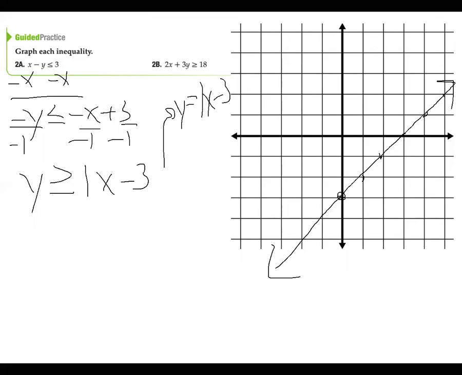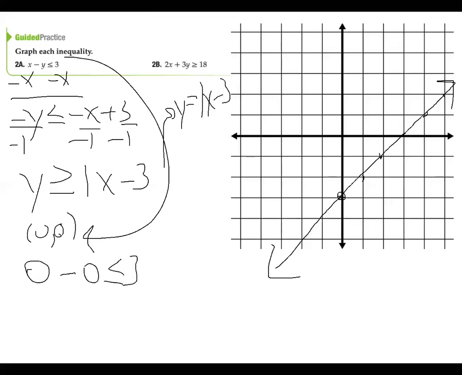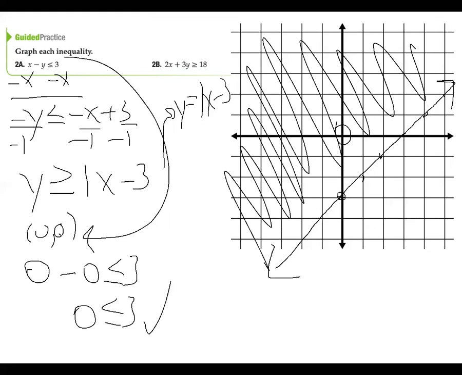Then I test the point 0, 0 in the original inequality. So I have 0 minus 0 is less than or equal to 3. Well, that simplifies. 0 is less than or equal to 3, which is true. So since the origin is there, above the line, I shade everything on that side of the line that contains the origin. Okay?